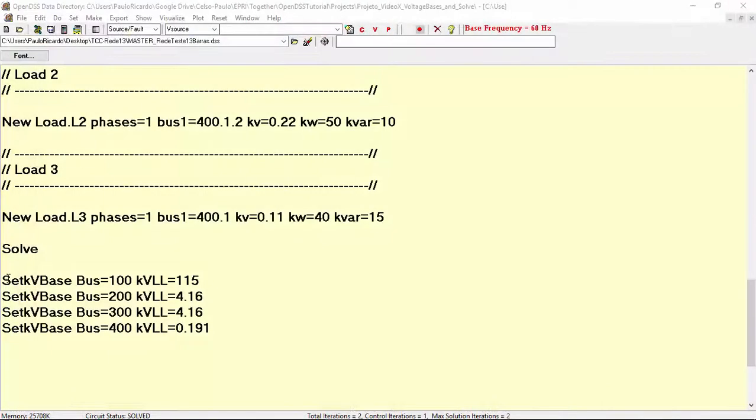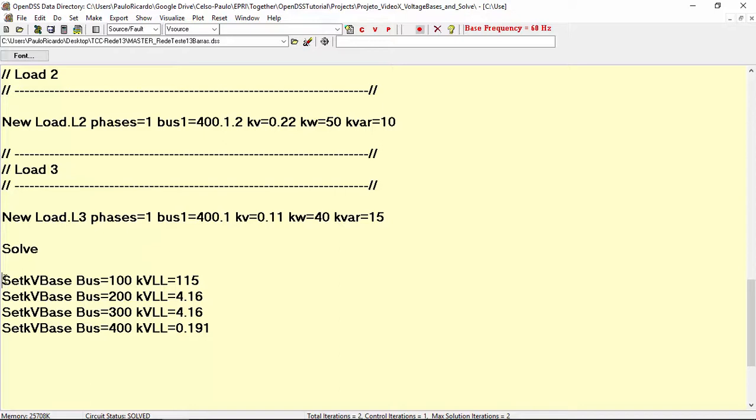Then, one should note that for a non-three-phase bus, like in our case, you can only adjust either the line-to-line voltage or the line-to-ground voltage base, because OpenDSS forces the relation between these two voltages as if the bus was in a three-phase system.